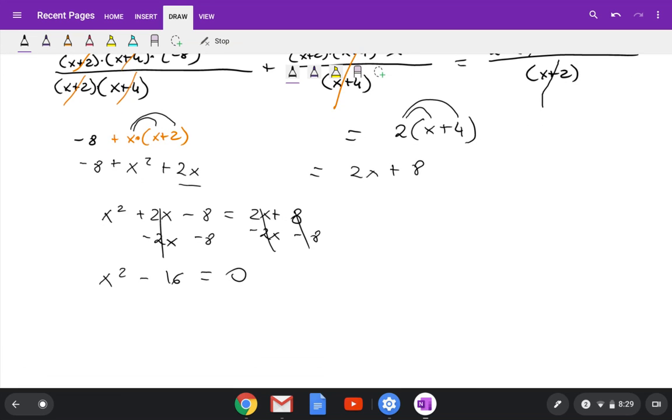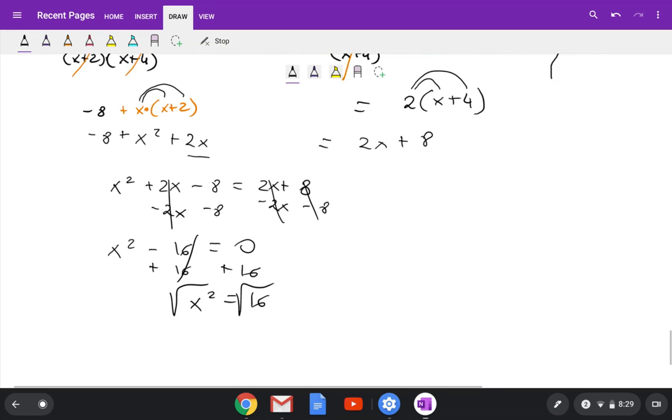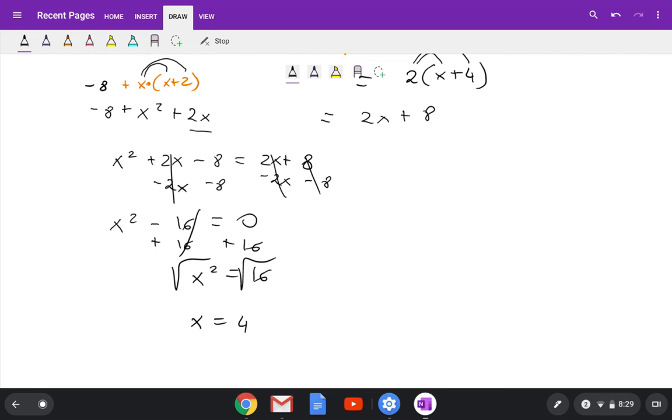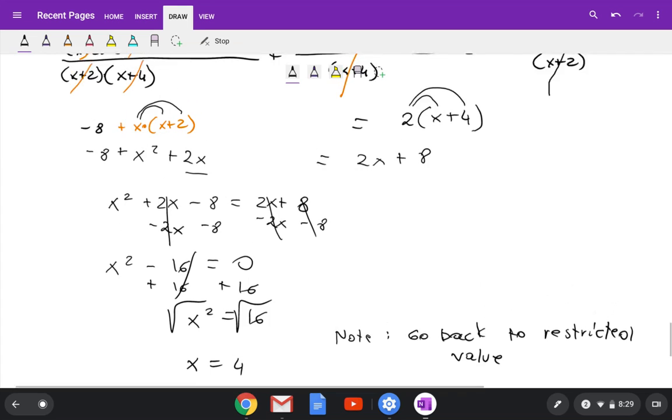And now to solve for x squared, we'll just add 16 to both sides. And I'm getting x squared equals 16. Take the square root of both sides, and we're getting x equal 4, x equal negative 4. Okay, so now when you've got two solutions, go back to restricted values and see if our solutions are 4 and negative 4 or one of them is fake.